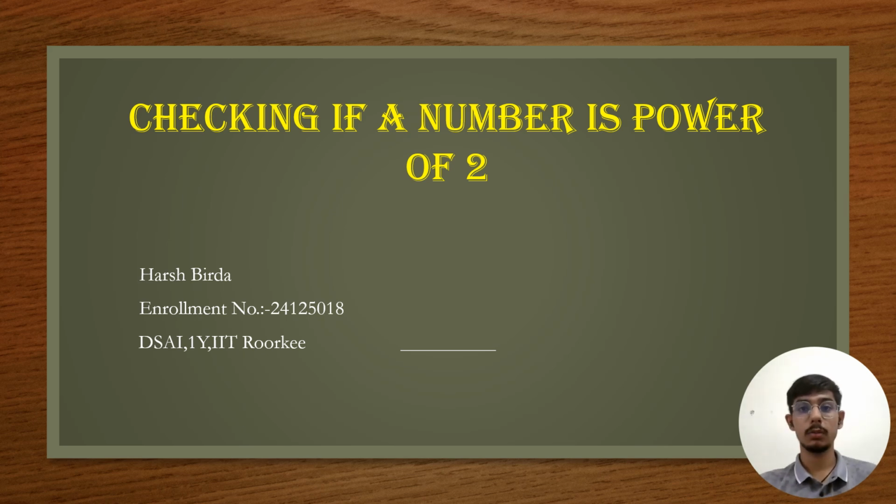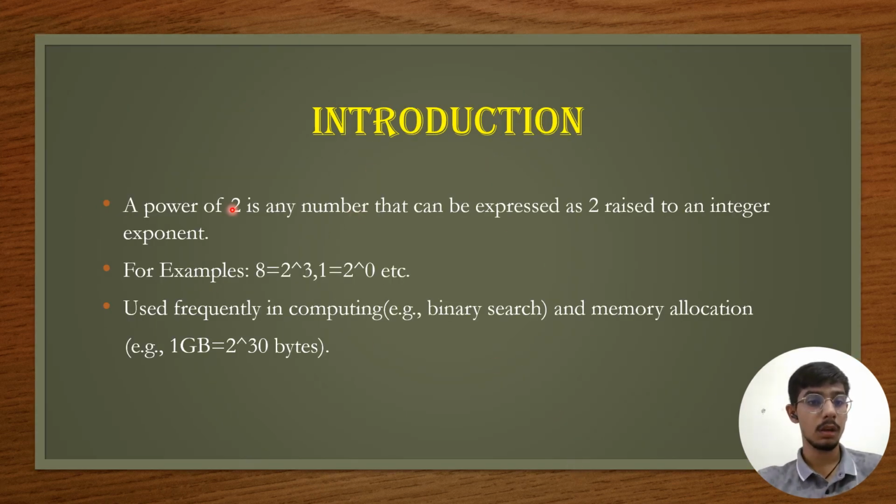So today I am going to talk about a function in C++ to check whether a number is a power of 2 or not. So let's start with the intro. A power of 2 is any number that can be expressed as 2 raised to an integer exponent. Examples: we can express 8 as 2 to the power 3 and 1 as 2 to the power 0. This is used frequently in computing and memory allocations. For example, 1 GB is 2 to the power 30 bytes.